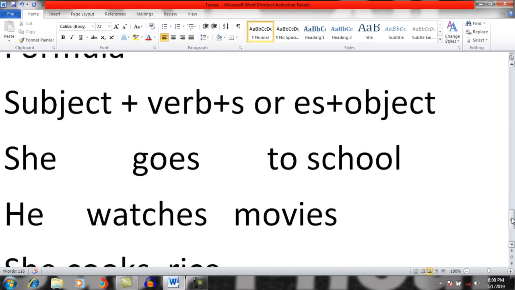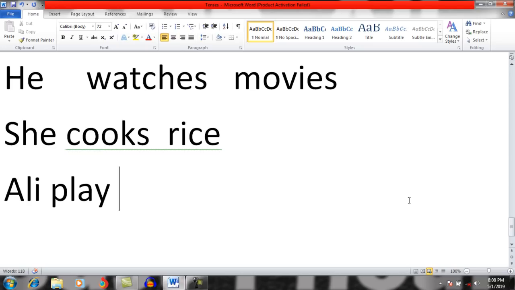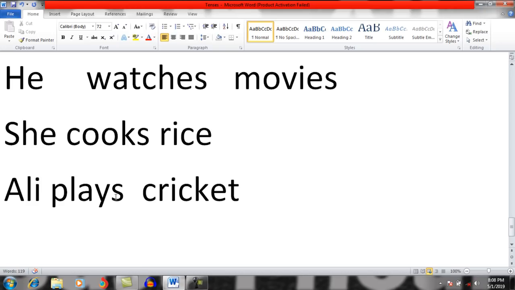So whenever you are talking about a third person pronoun and there is no ending like o, ch, tch, ss or z, then you will only put s. For example, now there is no alphabet like Y, so I'll just put s here. Ali play cricket. Now this is grammatically wrong, so I'll just put s here. Ali plays cricket. So these are simple sentences of a third person pronoun.